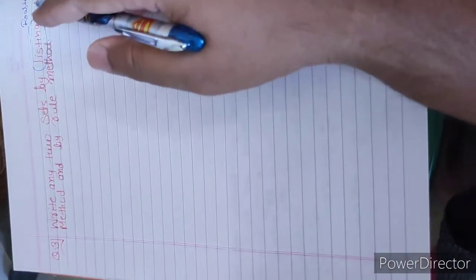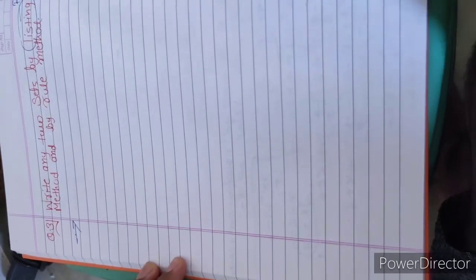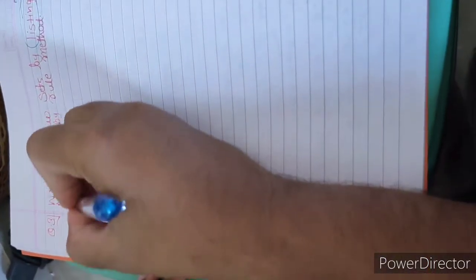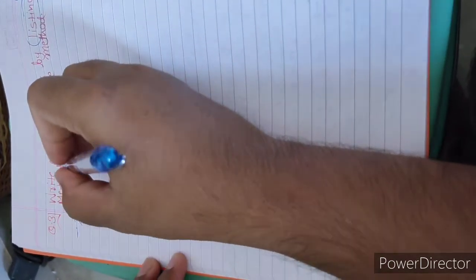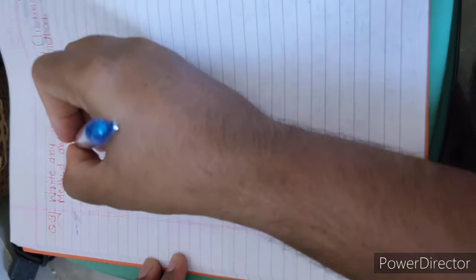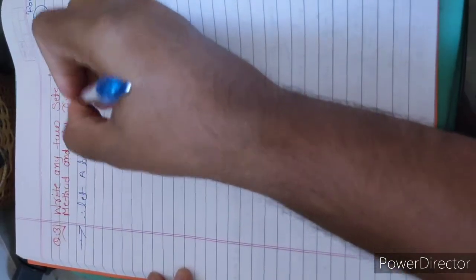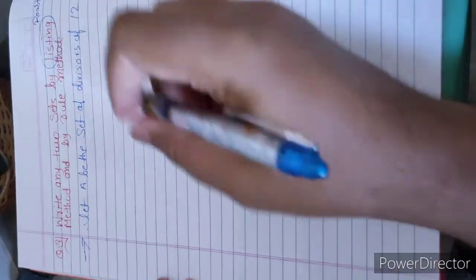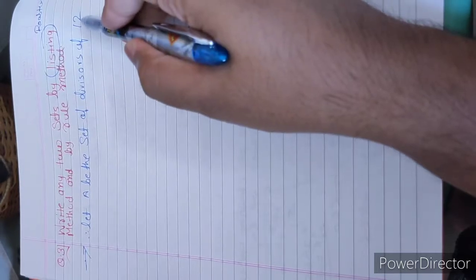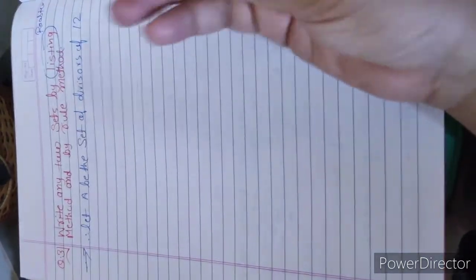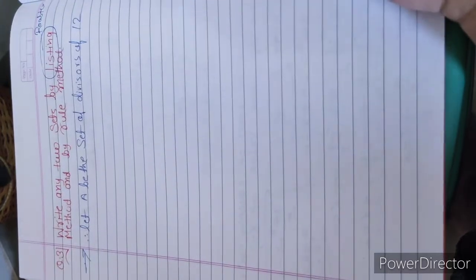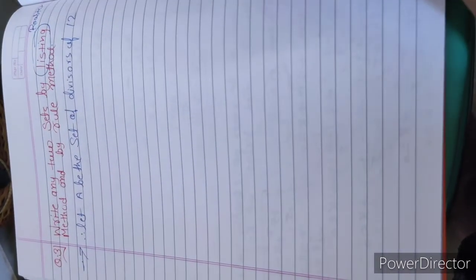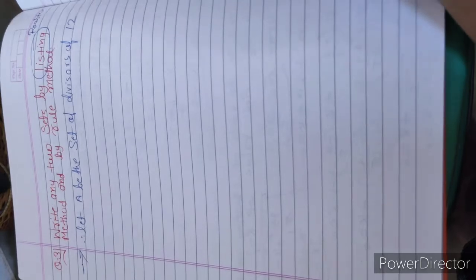So then consider some sets. For example, let's consider first the set of divisors of 12. Let A be the set of divisors of 12. What does it mean? We have to write the elements by which 12 can be divided. So which elements divide 12? It means, what are the factors of 12?